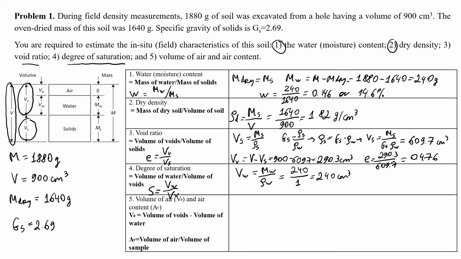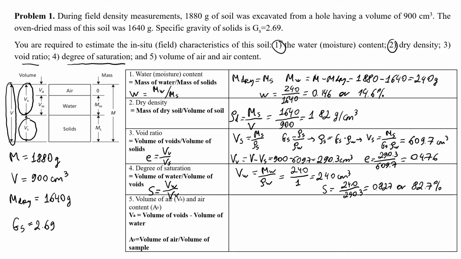And then we're just going to find the degree of saturation, which is from the formula 240 divided by 290.3, will be approximately 0.827, or if we change it to percentage, it's going to be 82.7%. So this means that about 82.7% of the voids are filled with water.